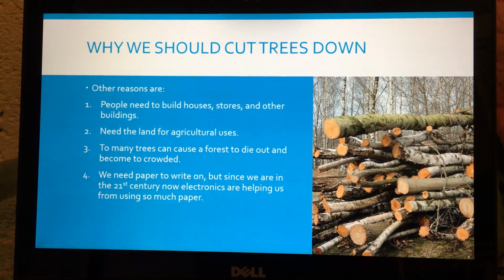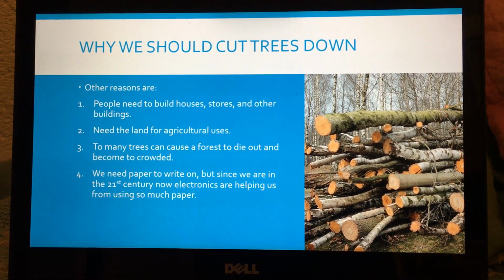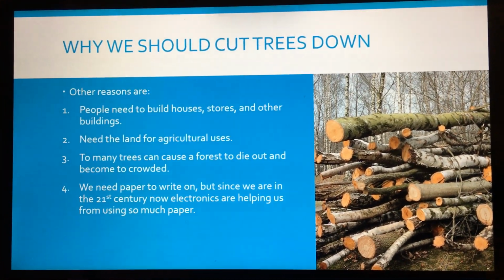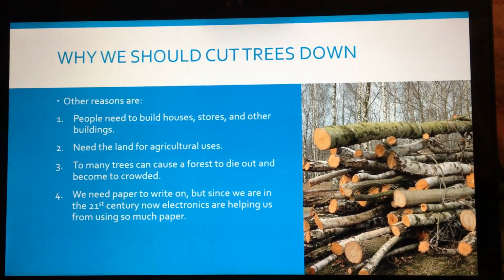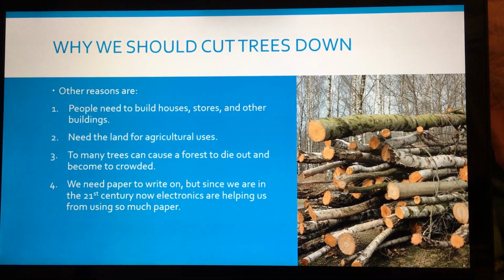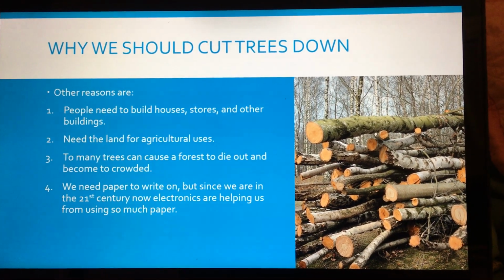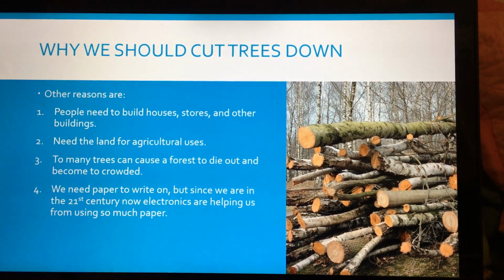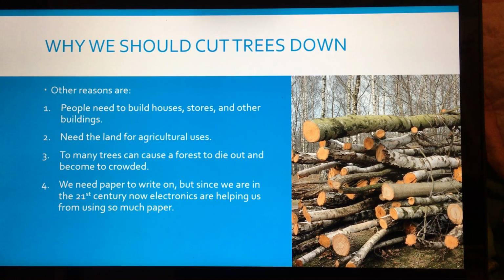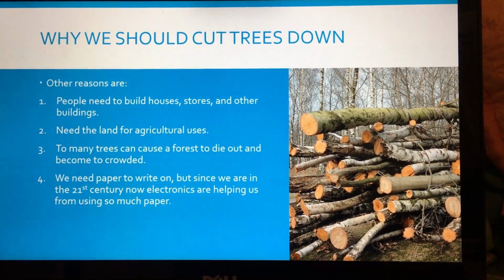Some other reasons why are, we need to build houses for us to sleep in, stores, and other buildings. And we also need land for agriculture uses for our crops. Also, as I said before, too many trees can cause a forest to die out and be too crowded. And a very popular thing is we cut down trees because we need paper. But now, since we're all 21st century kids, technology is kind of taking over and helping us use less paper.